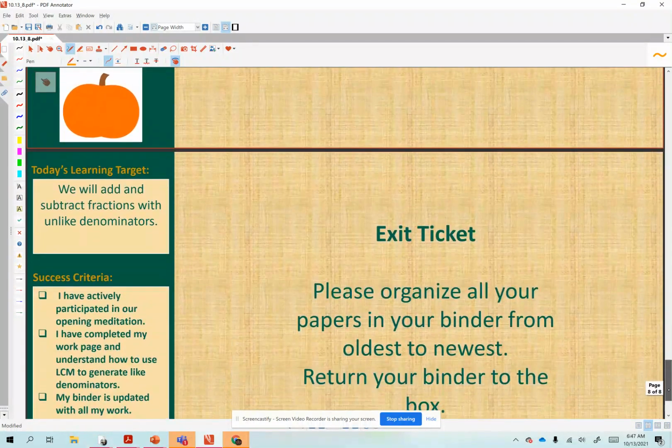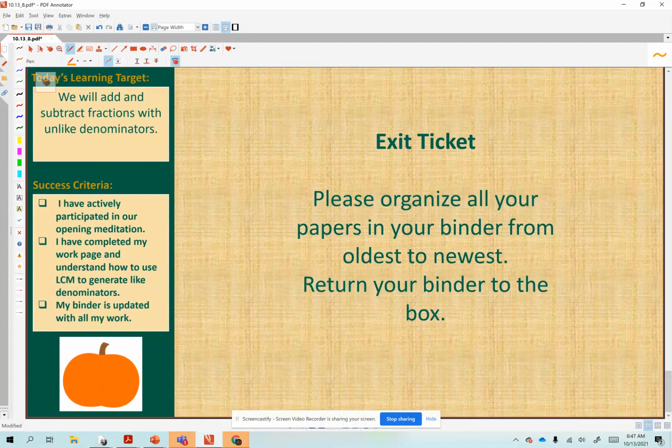So good job today. Remember to organize your papers in the binder from oldest to newest. Okay, so your newest page goes last behind everything else you've already done, and return your binder to the box. I hope you've actively participated in our meditation. I hope you completed our work page and you understand least common multiple. And I hope that your binder is updated because those are the ways to an A. And I'm super proud of how hard you've been working in math. Keep up the good work because the more you practice, the better you'll be.